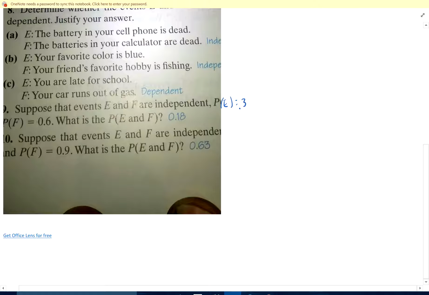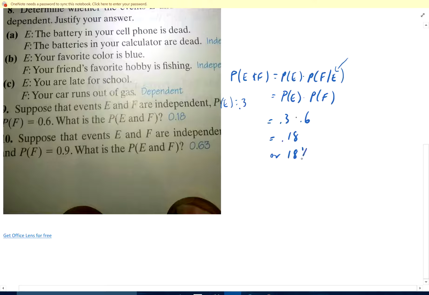Number 9, suppose E and F are independent. The probability of E is 0.3, and the probability of F is 0.6. So if they're independent, we know that the probability of E and F is the probability of E times the probability of F given E. That's true always, but if they're independent, this simplifies to the probability of E times the probability of F, because whether E happens or not, that doesn't affect the probability of F happening. So this would just be 0.3 times 0.6, which is 0.18, or 18%.